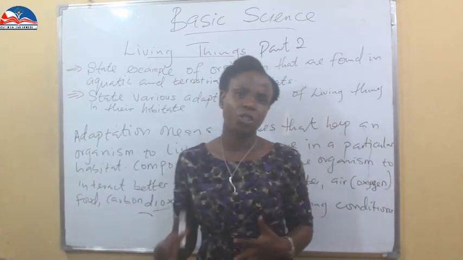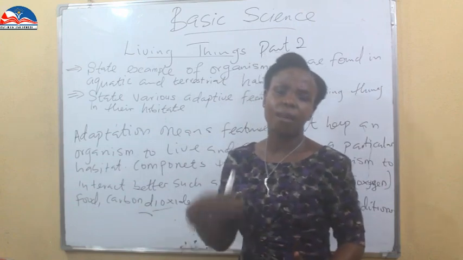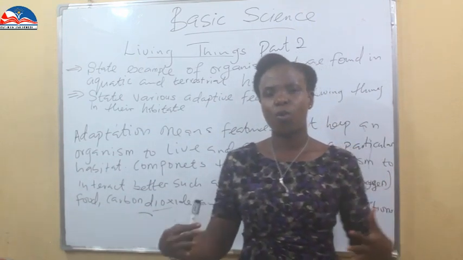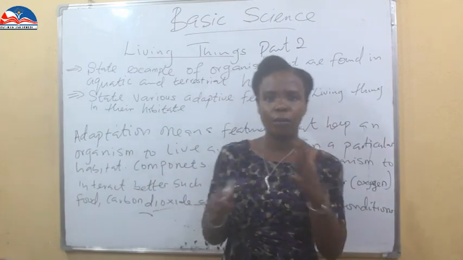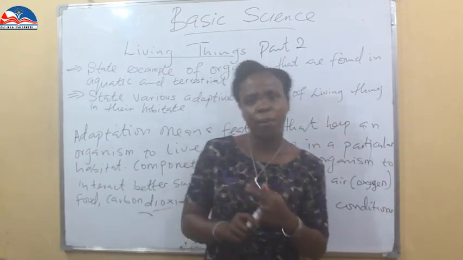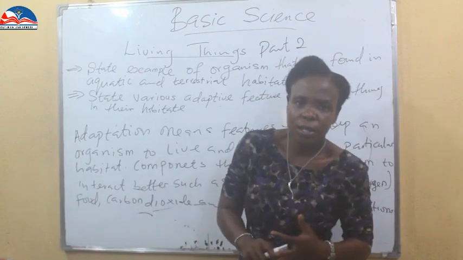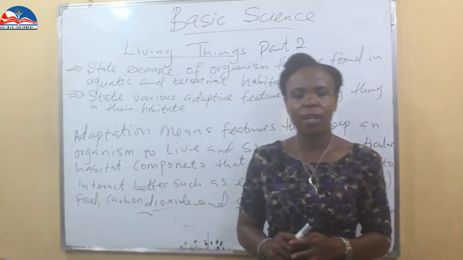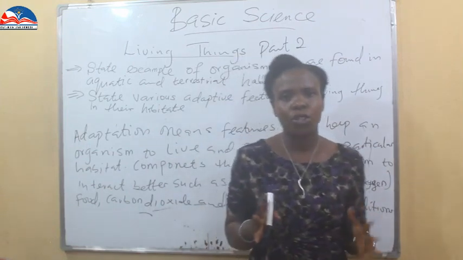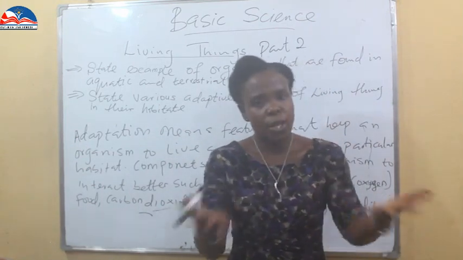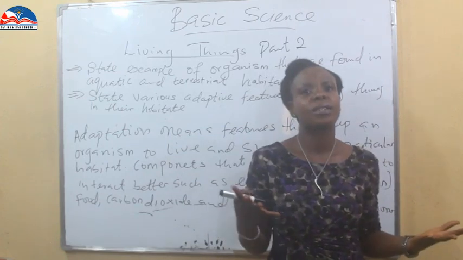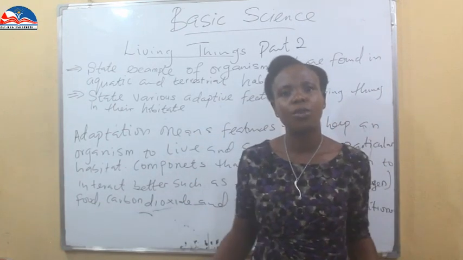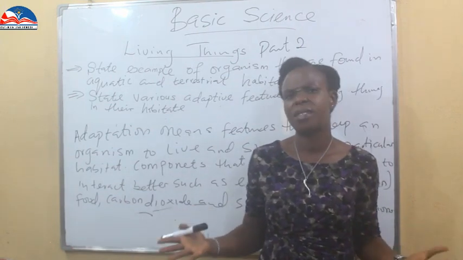And so adaptation has to do with things that make an organism live better in its ecosystem and survive. The food, the carbon dioxide, the oxygen, the environment, the climatic condition, all of these features make an organism get adapted to its ecosystem, to its environmental structure, for its life to continue in existence.